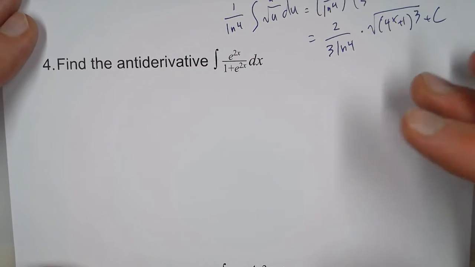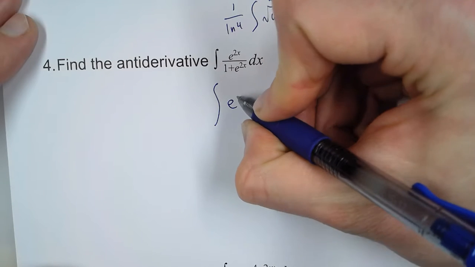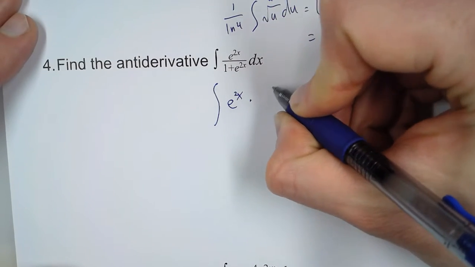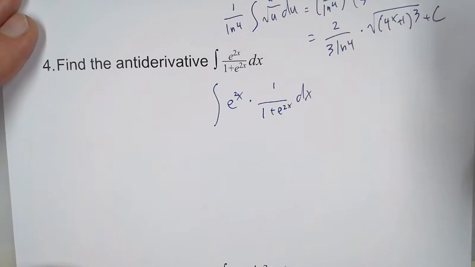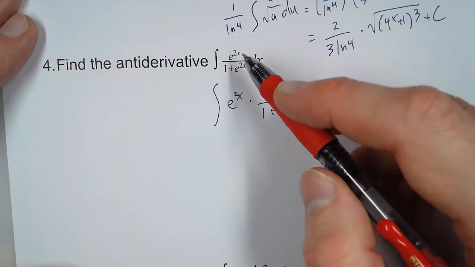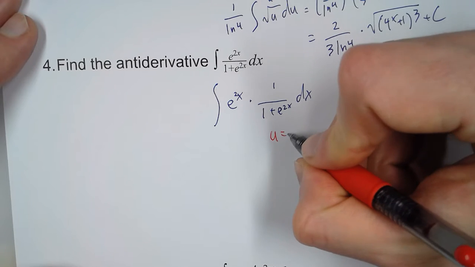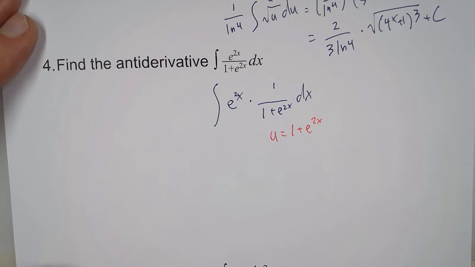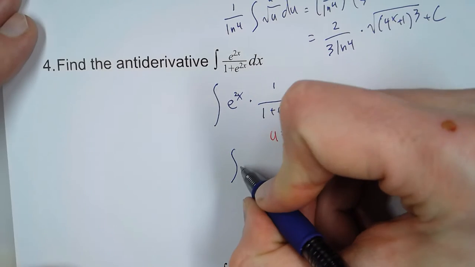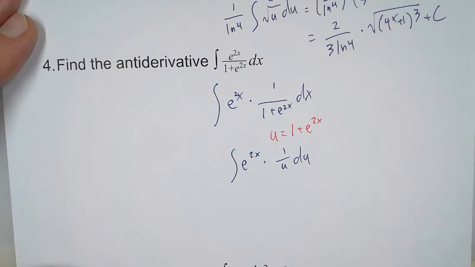All right, number 4. Now this one is very similar to number 2. So first I'm going to rewrite it separately: e to the 2x times 1 over 1 plus e to the 2x. And so more often than not, when you have a numerator and a denominator, it's the denominator that's u. So u equals 1 plus e to the 2x. So that means we have e to the 2x times 1 over u du.